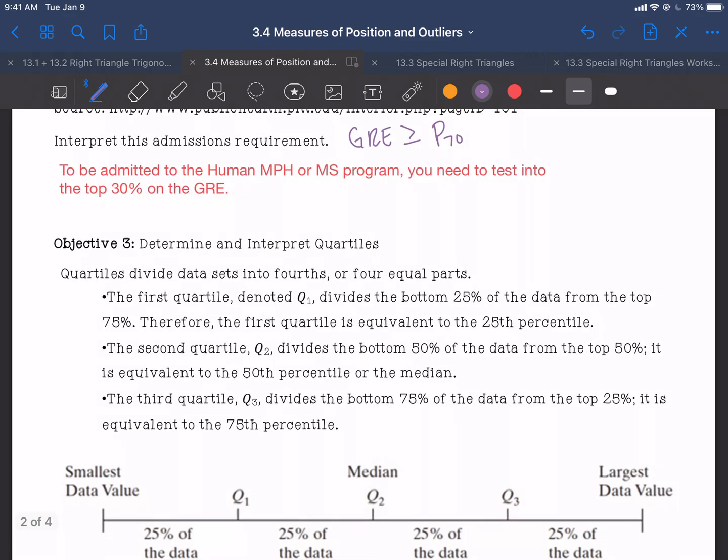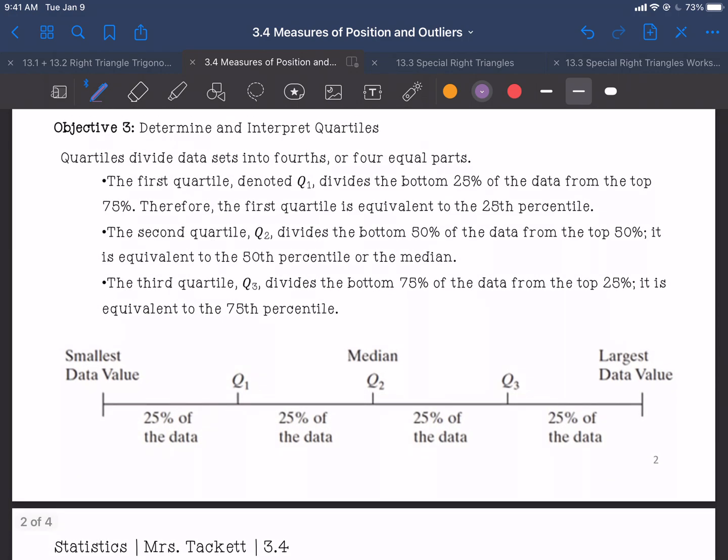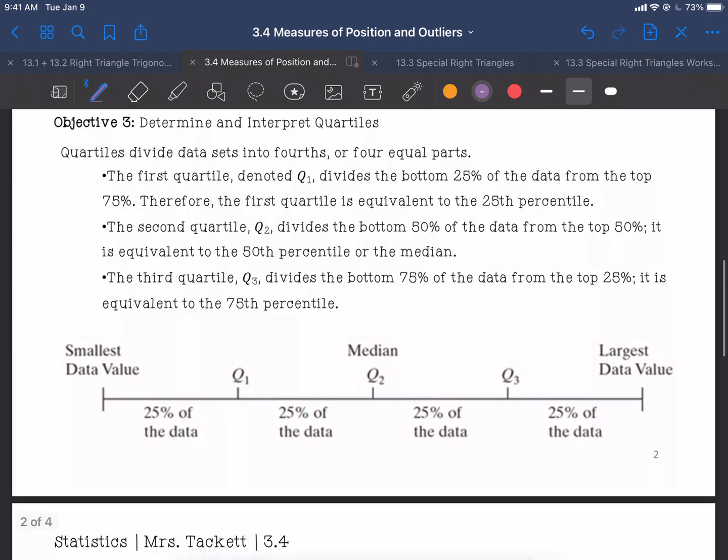All right, so our third objective here, percentiles can fall into quartiles. Quartiles are just specific percentiles. So quartiles divide the data sets into fourths or 4 equal parts. You'll have your first quartile, your second quartile, and your third quartile. So looking at this number line, your first quartile is the same thing as saying the 25th percentile. That means 25% of the data is at or below that number.